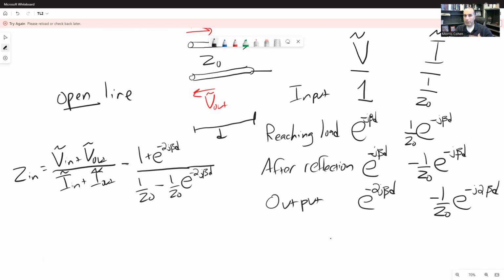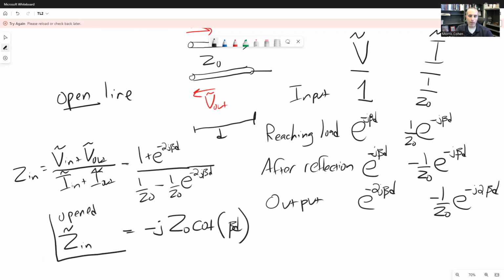And if you manipulate this a little bit, you can show that this equals minus j times Z0 times the cotangent of beta d. All right, so this is the input impedance for an open transmission line. It is minus j Z0 times the cotangent of beta d.